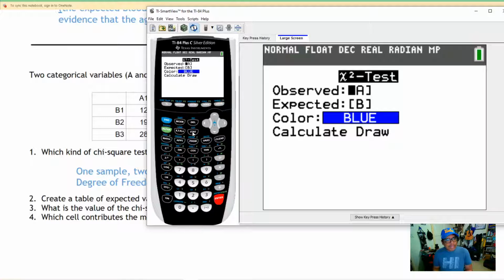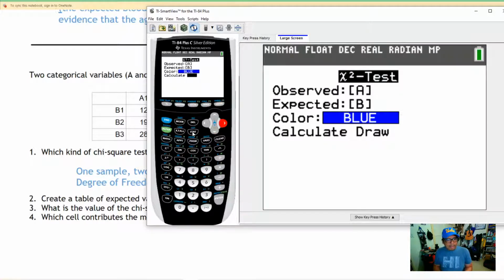It's really nice. It only asks for 2 things, 3 things if you count color for draw, etc. But the observed matrix is A, and I wouldn't mess around with it. I'd leave that at A. The expected matrix is going to be in B. Now, I know what you're saying. We never made an expected matrix, but that's the secret here: the calculator will make the expected matrix for you. So when it says expected B, it's really saying, where do you want me to put the expected matrix? So where can I find the observed matrix? Where can I find the expected matrix?